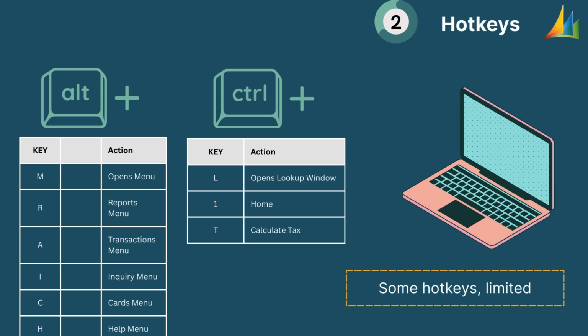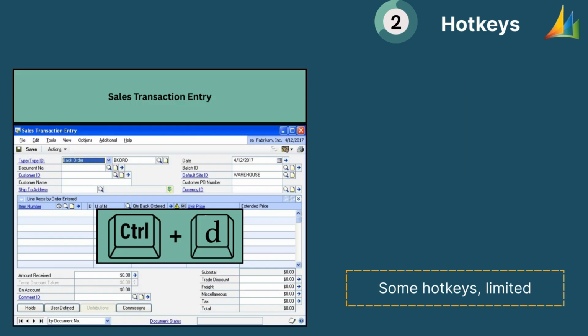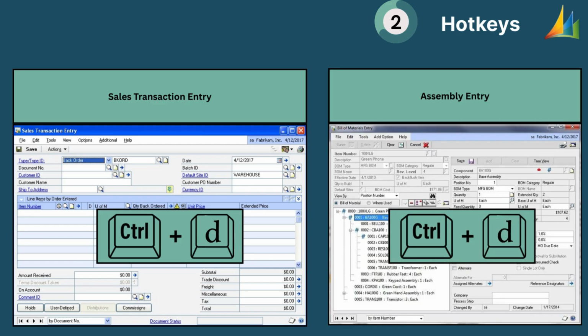Number 2, hotkeys. In GP, we've got some hotkeys like Control L to look up. Many of the GP hotkeys are Windows specific and they're limited. They're not consistent across the system. So for example, Control D in purchasing or receiving transactions entry will open up vendor item detail, whereas those same keys in assembly entry decrease the assembly level.